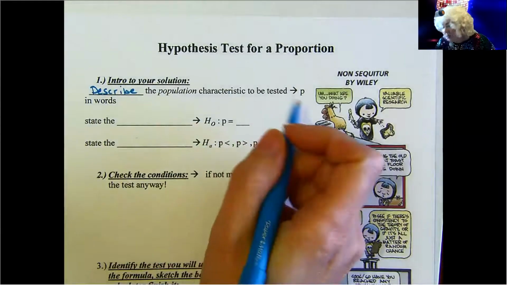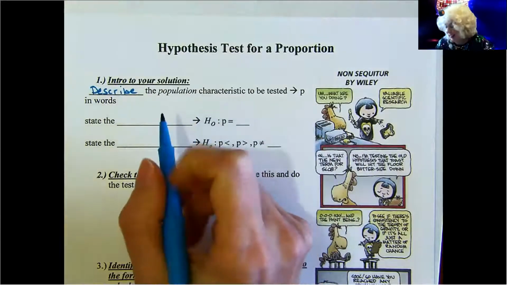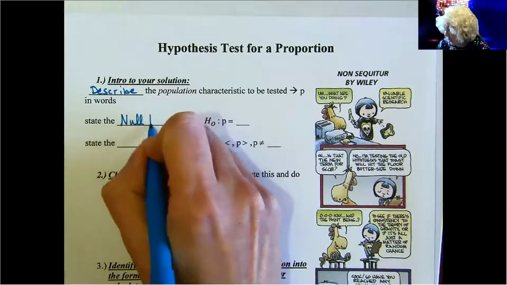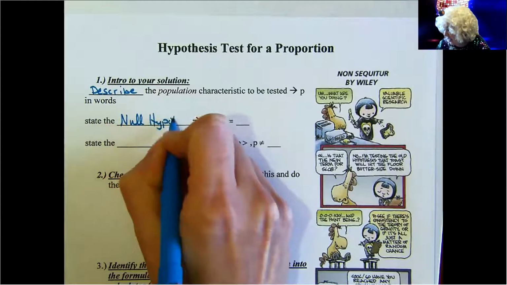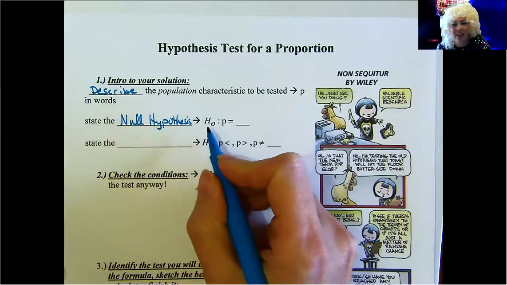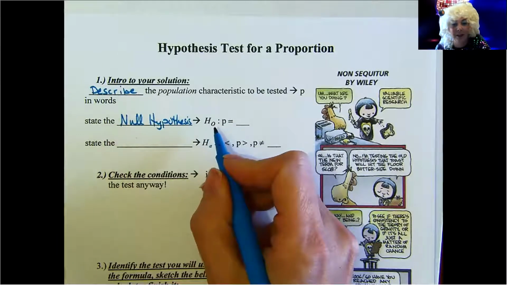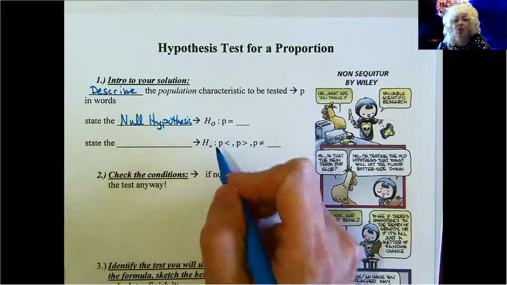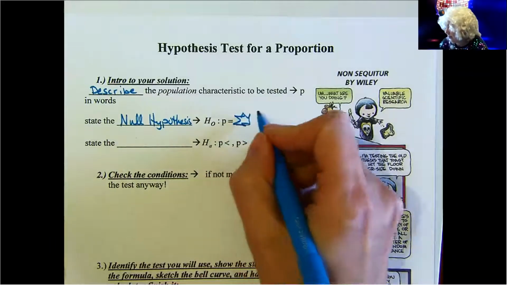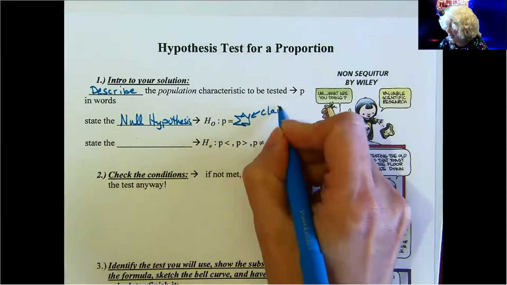Once you describe what P is in context, then you're going to describe what the null hypothesis is. And we saw the symbol yesterday for the null hypothesis is H sub 0. That means it's the statement of no difference. It's your claim. So your P is going to be right here. It's whatever the claim is.